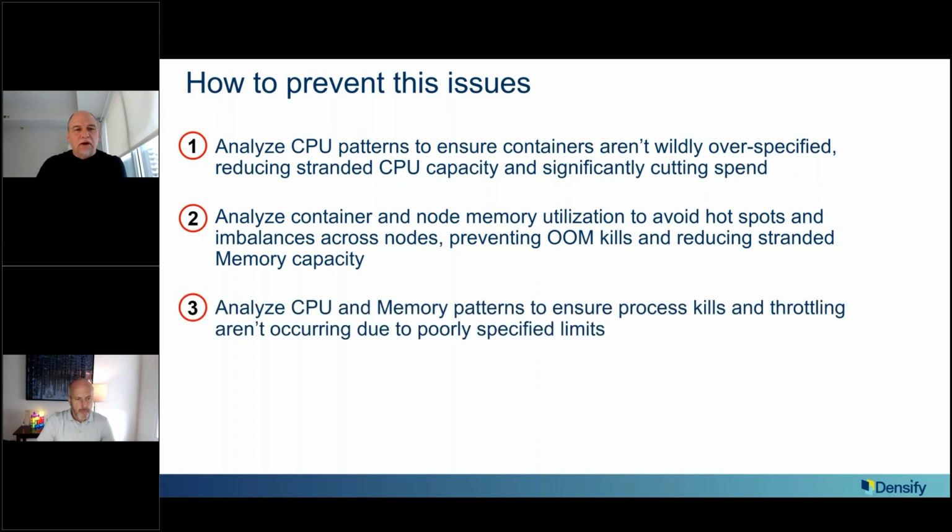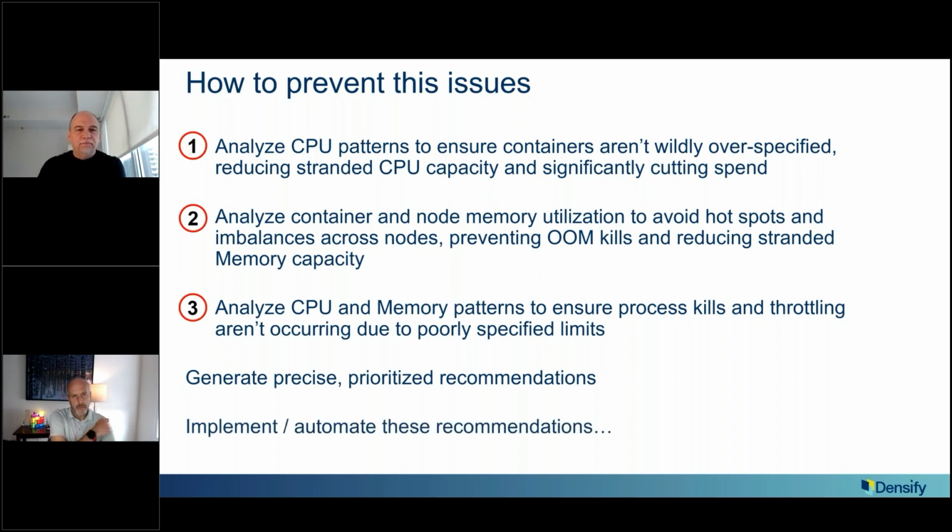And then the CPU and memory patterns at the container level, to make sure you're not having killing or throttling. Again, some customers have problems with throttling, and that's bad, but the kills are worse. And oftentimes that might be the first one you go after, because it's very isolated. You can just fix those things pretty directly. So doing all this analysis, then you generate precise recommendations, prioritize them to make sure you understand which ones are going to make the most difference, and then do them.